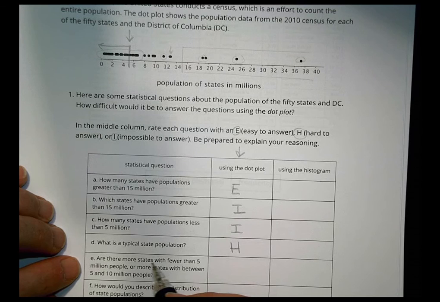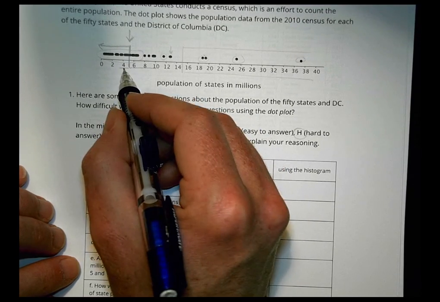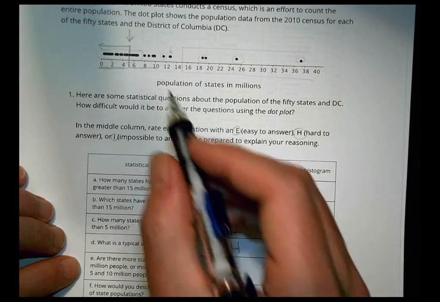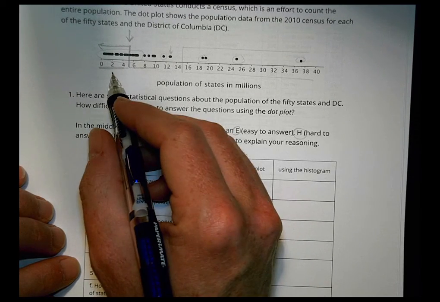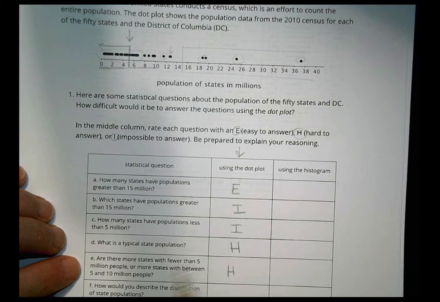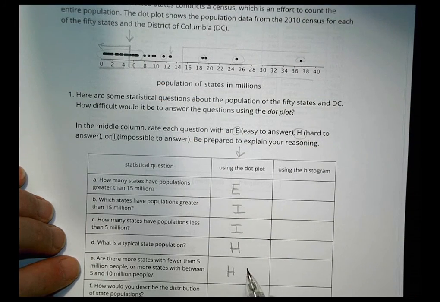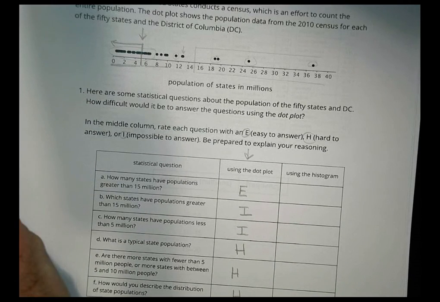Are there more states with fewer than 5 million or more states between 5 and 10 million? Well, let's see. It certainly looks like fewer than 5, but again, I can't be precise. That's going to be hard. Not impossible, but this seems like more. How would you describe the distribution of state populations? Well, it's hard to describe that because they're all bundled together, but I could. It just wouldn't be great. So I'm going to go with hard for that one as well. Okay.